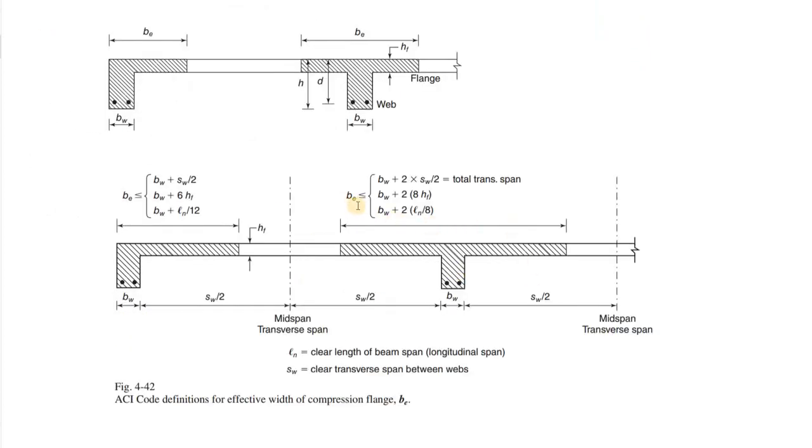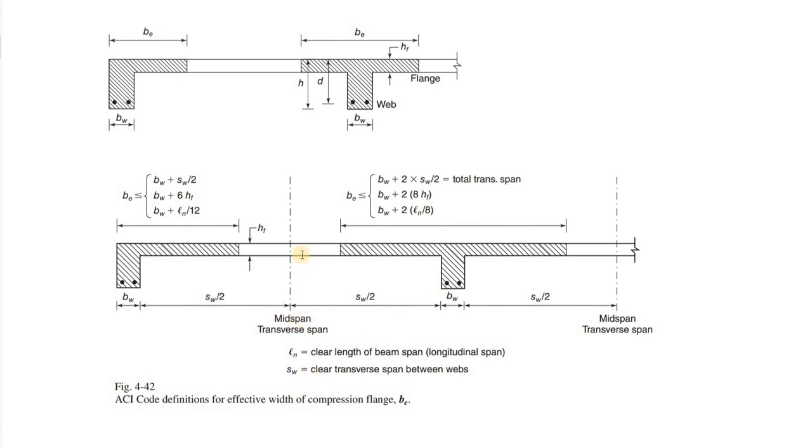These are the equations for BE. It is the least value of these three. This is the BE for the interior beam, and this is BE for the spandrel beam. So if you see, it is the least value out of these three. What is SW over here? SW is the clear transverse span between webs. This is a web, this is another adjacent web. So the clear distance between webs is SW.